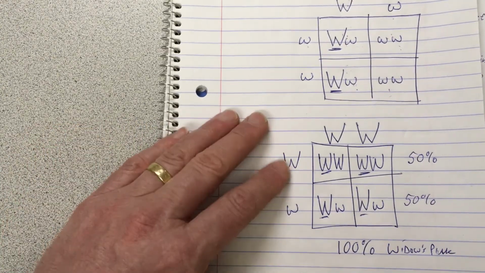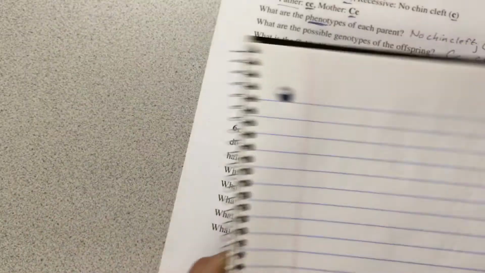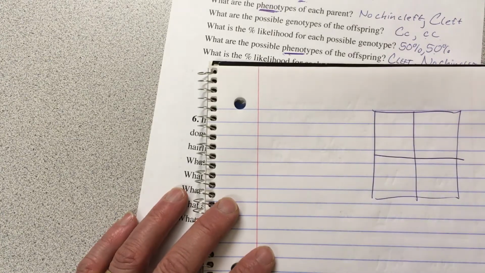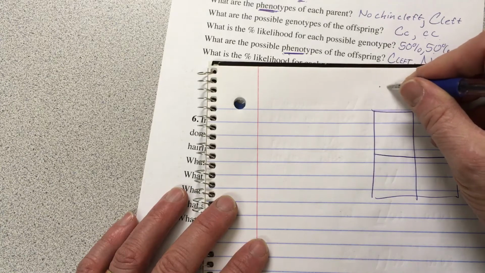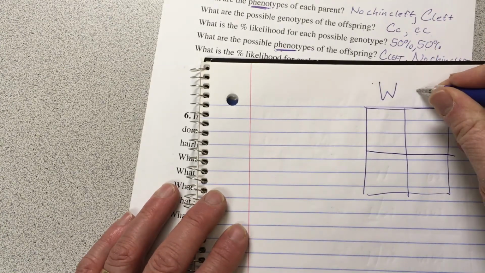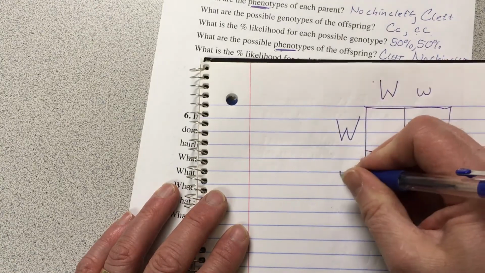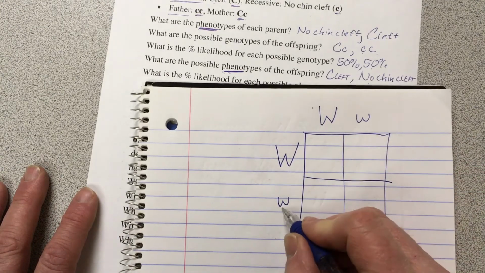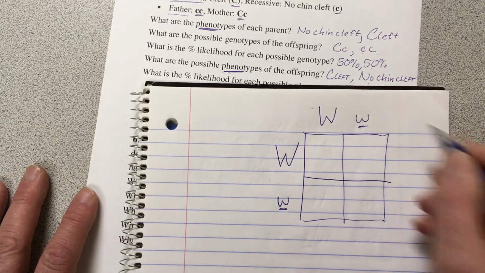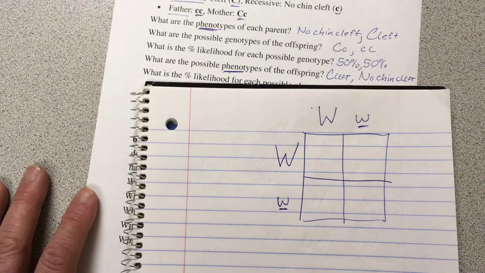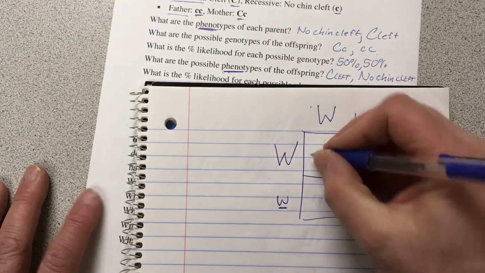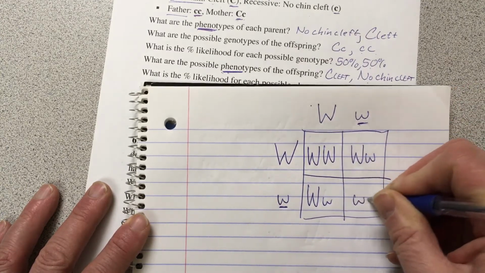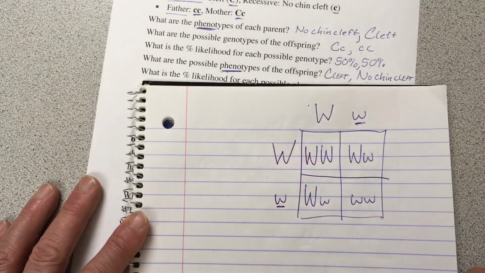So don't think everything's 50-50. Don't make that mistake. Or if you had a problem that was like this, where you had 2 individuals that had heterozygous genotypes with widow's peaks. So they both had widow's peaks, but they were heterozygous, or hybrid, meaning that they each had the allele for straight hair in their genotypes, but they didn't show that. Their phenotype was widow's peak. If you run that Punnett square, you'll see that we don't get 50-50 here either.